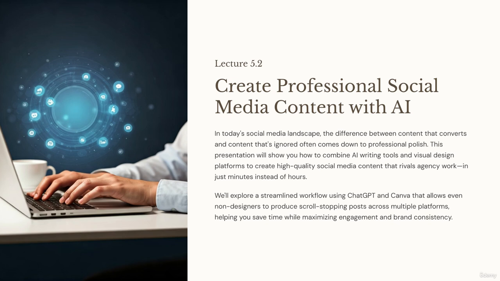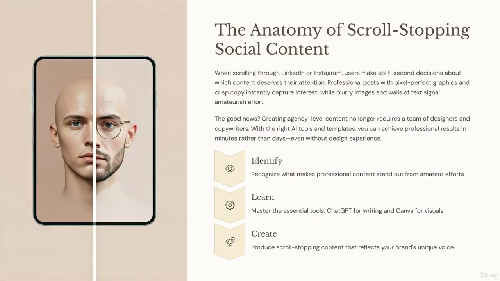But here's the good news. You no longer need to be a professional designer or copywriter to create posts that look like agency work. With the right tools, specifically ChatGPT and Canva, you can create high-quality, brand-consistent content in just a few minutes. This lesson walks you through a simple yet powerful workflow that combines AI-generated writing with easy design templates. We'll show you how to go from zero to scroll-stopping content without relying on complex design tools or your coffee-fueled creativity. Let's start with the foundation.